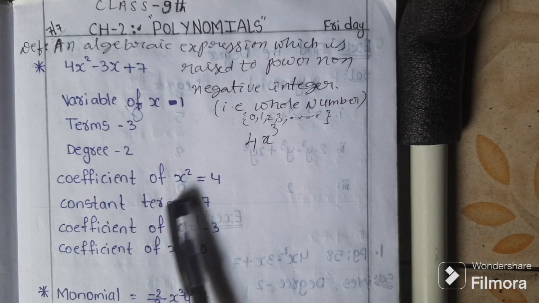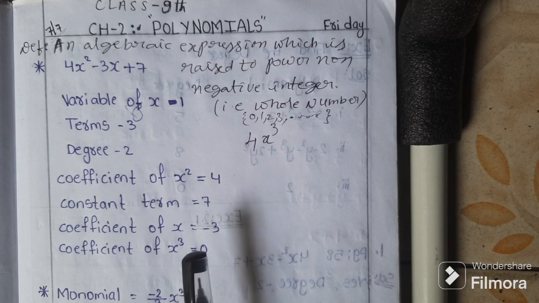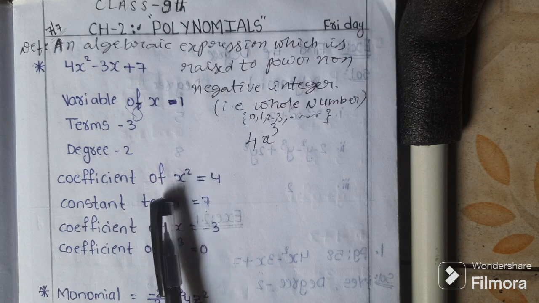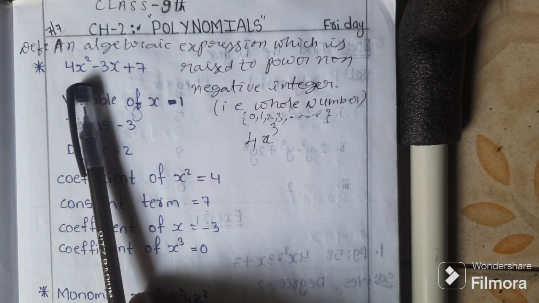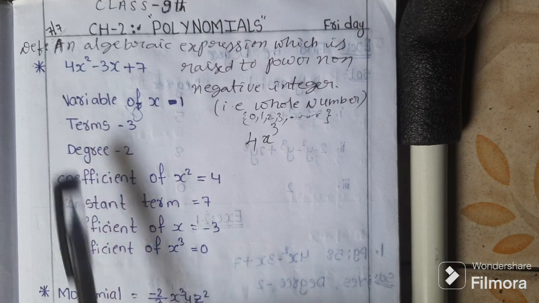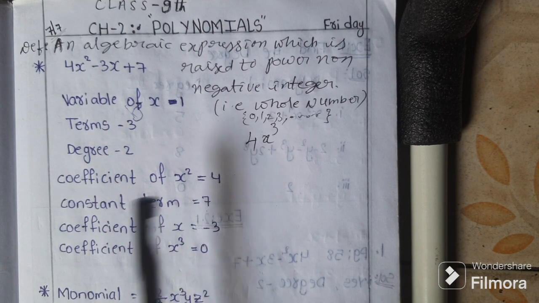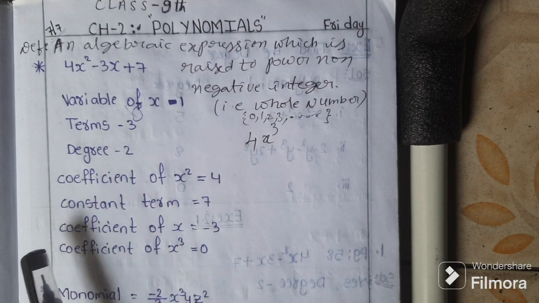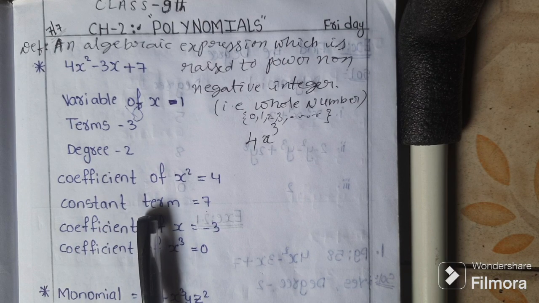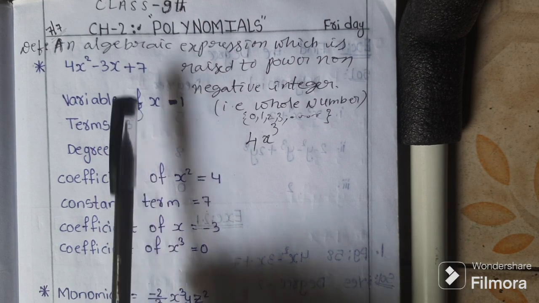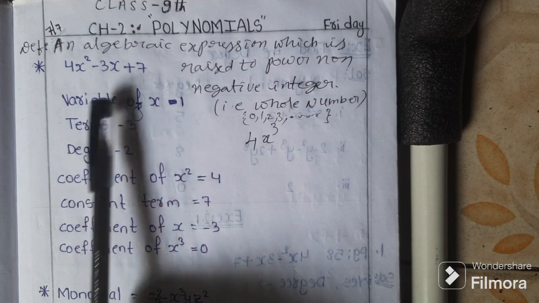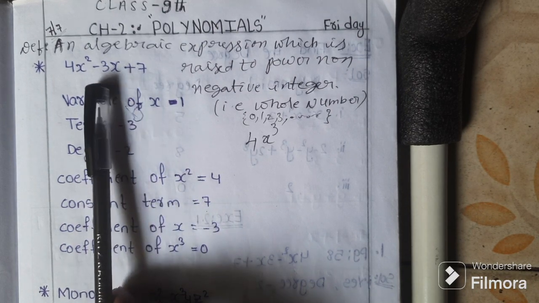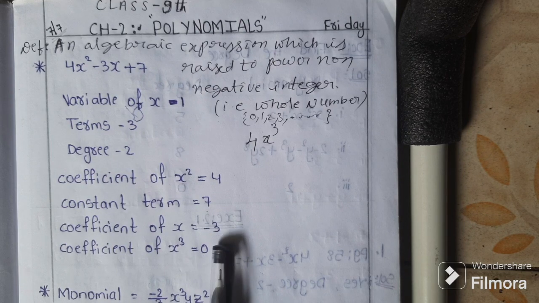Coefficient of x square. In our class 9th, these are the questions they give. The coefficient of x square means the multiple of x square, which is 4. That is the coefficient. Constant term is the number which does not have any x variable, that is 7. So the constant term is 7. Coefficient of x is minus 3, because its sign is also important.